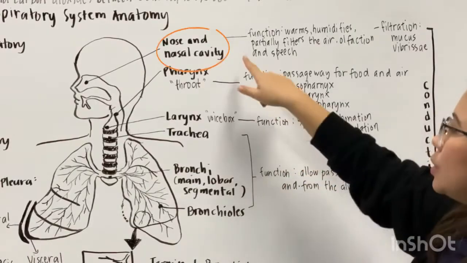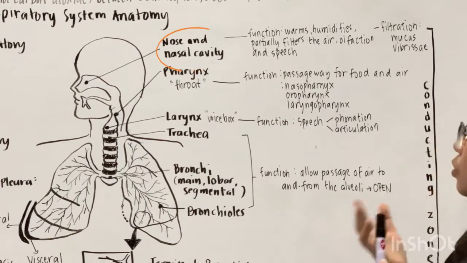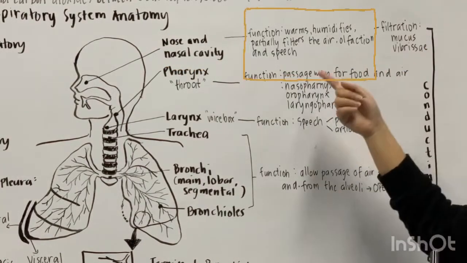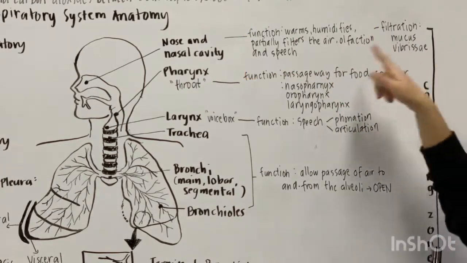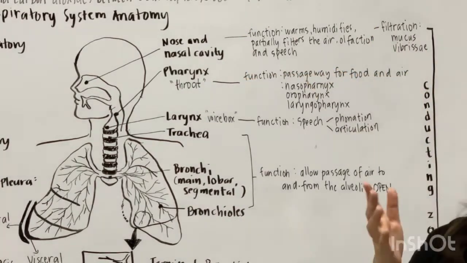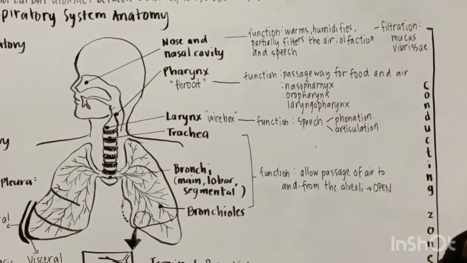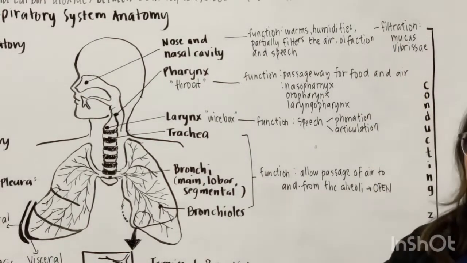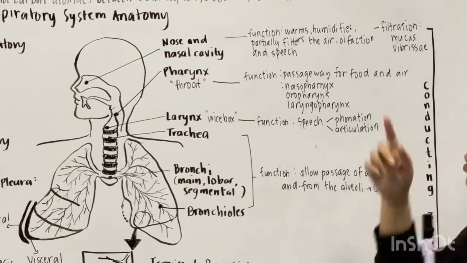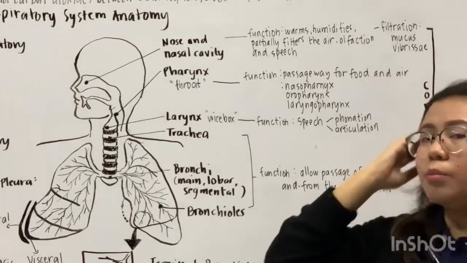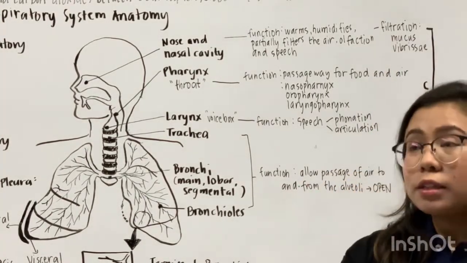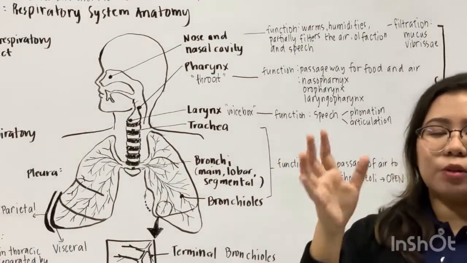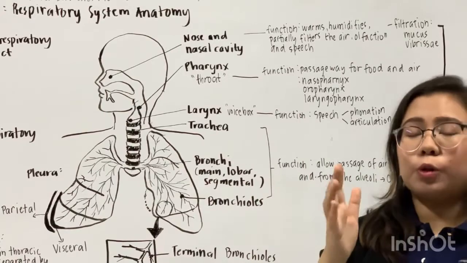For your nose and nasal cavity, the main function is to warm, to humidify, and partially filter the air. So how is the air filtered? Your nose or nasal cavity is lined with mucus by your mucous membrane. Next would be your vibrissae. Some books call them your nose hairs. Filtration occurs because your nasal cavity is lined with your mucous membrane.